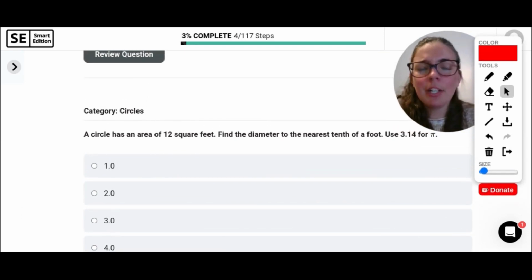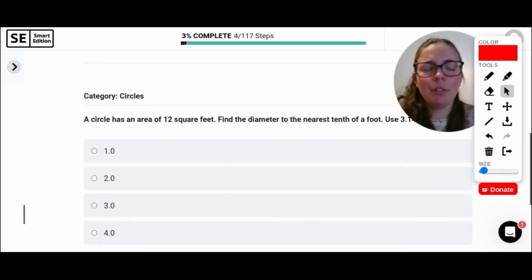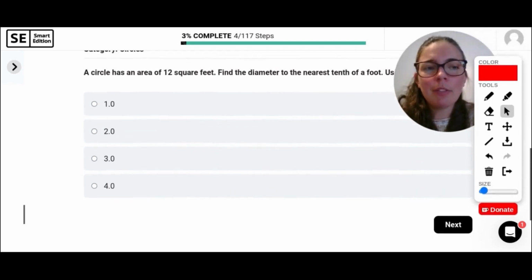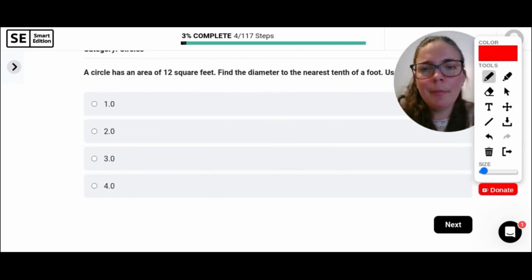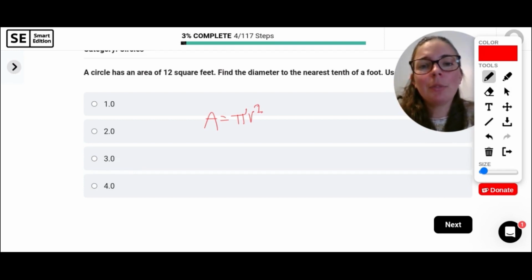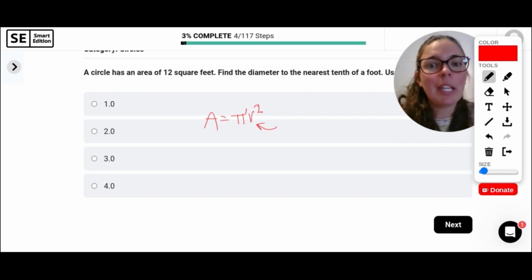All right, a circle has an area of 12 square feet. Find the diameter to the nearest tenth of a foot. Use 3.14 for pi. So using our formula sheet, we can find that the area of a circle is equal to pi times the radius squared. So we need to find the diameter. In order to find the diameter, if we find the radius, we can double it, and that will give us our diameter. So important to know how these things are related.